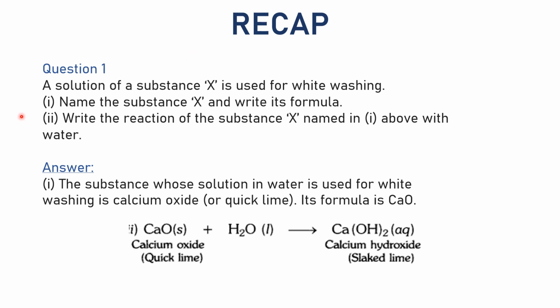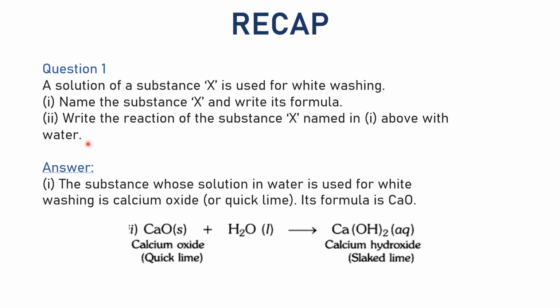So let's see the first question. A solution of a substance X is used for whitewashing. Name the substance X and write its formula. We have discussed this in my last sessions of the first chapter, right? The substance which is important for whitewashing is calcium oxide. Okay, and write its formula. So calcium oxide is CaO.